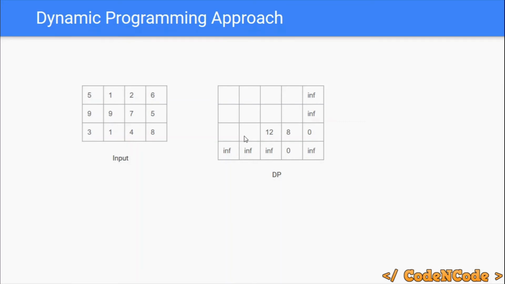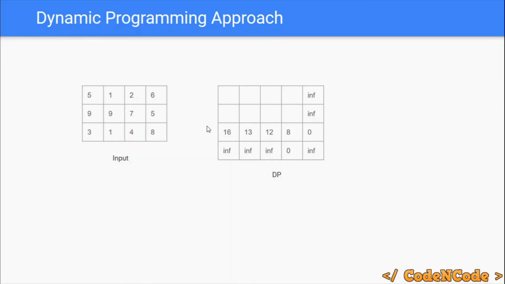Again, now we will fill this element. The minimum of right or below is 12, because below is filled with infinity. So this cell will choose 12, and the cost of this cell itself is 1. So 1 plus 12 is 13. Now for this cell, again, the minimum of infinity and 13 is of course 13. So 13 plus 3 is 16. So we have filled this row.